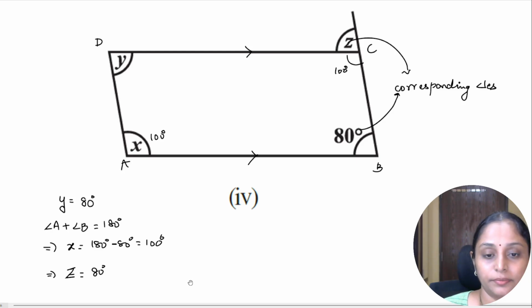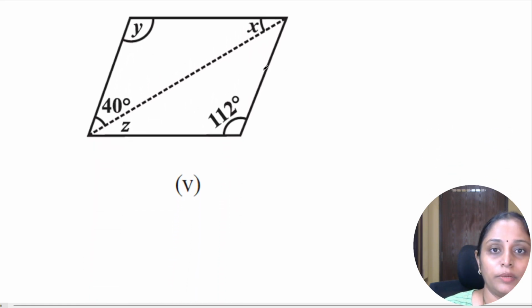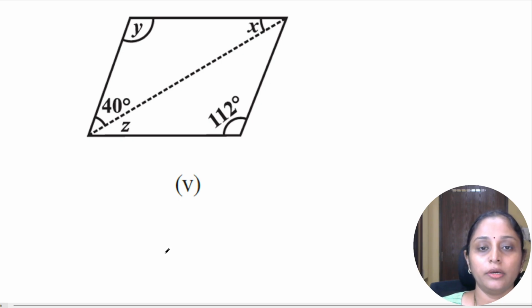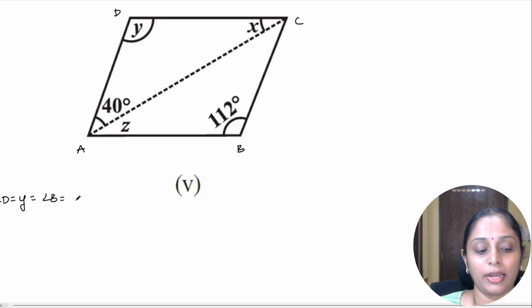Right. Next, the fifth parallelogram that they have given. So here I'm going to name it again A, B, C and D. So what do we have opposite to angle D? Angle B, which is given as 112 degrees. Therefore, y is equal to angle D, which is the same as angle B because these are opposite angles of a parallelogram, right? And angle B is equal to 112 degrees. It is given to us. Therefore, y is 112 degrees.